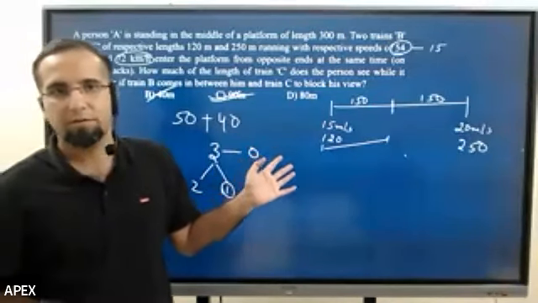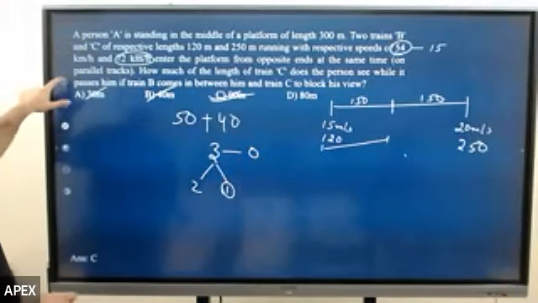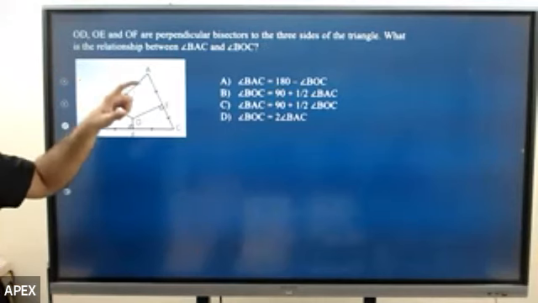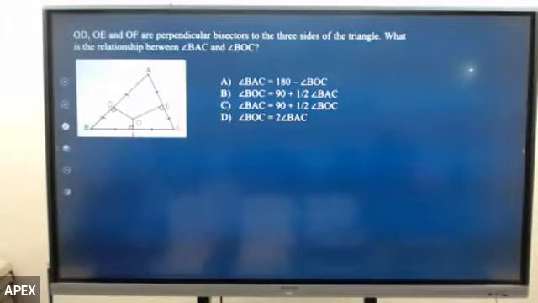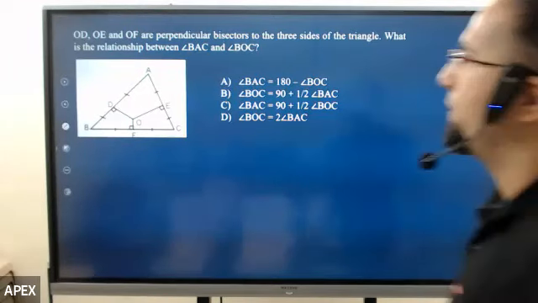Are you getting it? Clear? Let's move to the next one. So this again comes under geometry. Just 1 second. Again, geometry, assuming you are leaving, move forward.